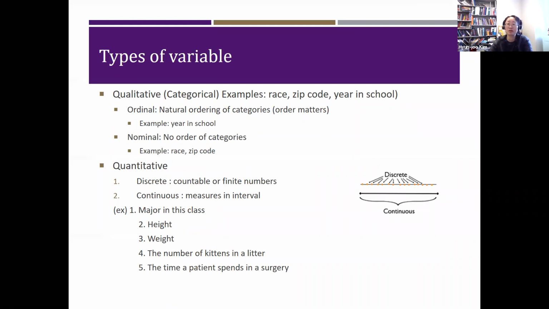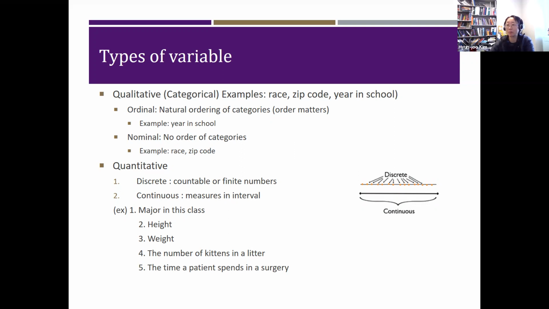Now we're going to focus on variables a little bit. There are a few different types of variables: qualitative or categorical variables, or quantitative variables with numeric values. For qualitative variables, there is an ordinal variable. For example, let's say you are asking the year in school at Truman. Possible answers can be freshman, sophomore, junior, senior, super senior, graduate student, or something like that. This is a qualitative variable.